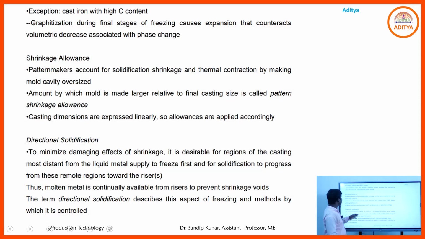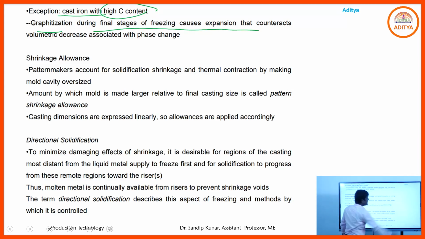Again, there are some exceptional cases. In the case of cast iron containing carbon, graphitization during the final stage of freezing causes expansion that counteracts the volume decrease associated with the phase change. So that is an exceptional case, where we consider graphitization.